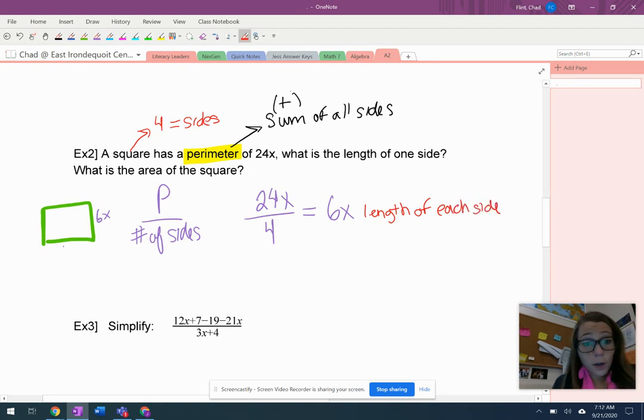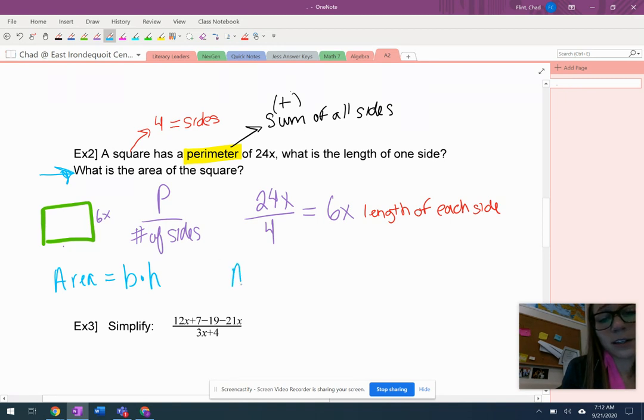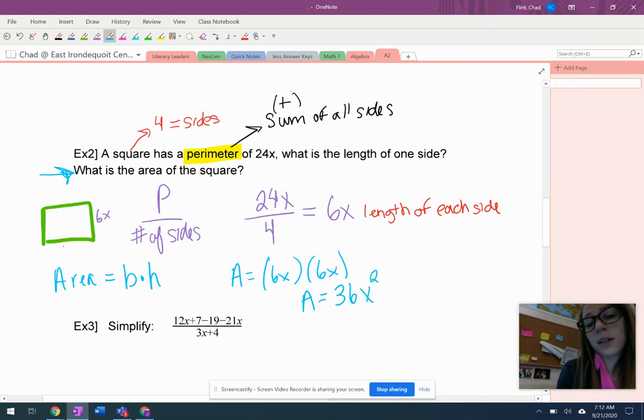Okay. So what is the area of the square? Don't forget they ask us a second question there. What is the area of the square? So area, if you don't remember the formula, we can always look it up, is base times height, which in this case with a square, the base is the same as the height. Each of those sides is 6x. So my area is equal to 6x times 6x. Area is equal to 6 times 6, 36, x squared.